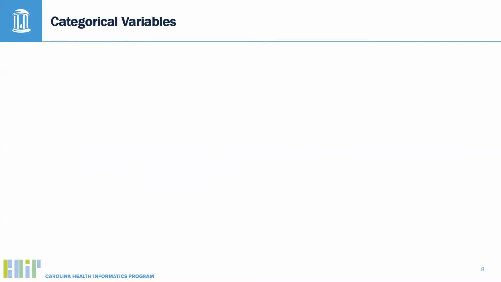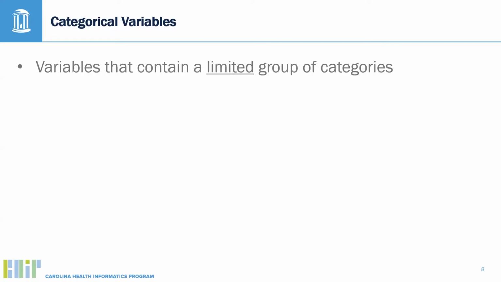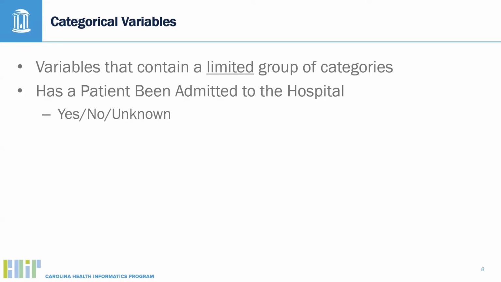Now, what is a categorical variable? A categorical variable is simply a variable which contains a limited number of categories. In other words, they have a finite number of specific bins or categories. One example is a variable determining whether a patient has been admitted to the hospital. This would likely only have 3 categories. Yes, they have been admitted to the hospital. No, they have not, or it's unknown whether they've been admitted to the hospital.